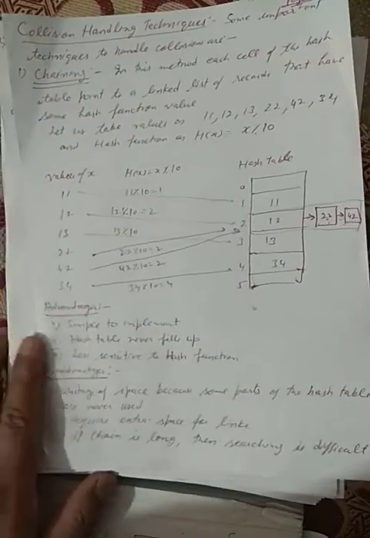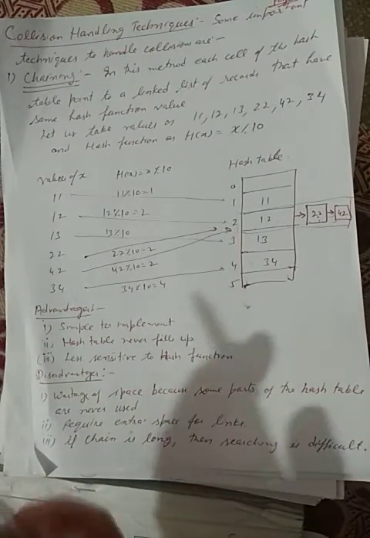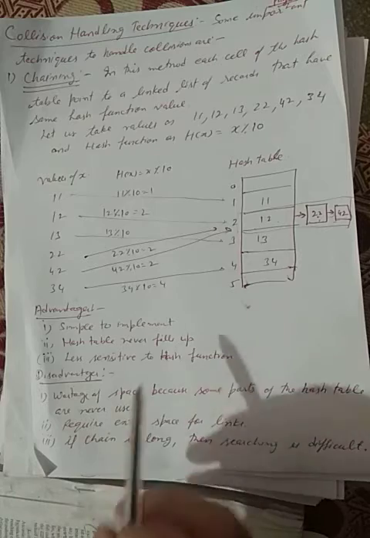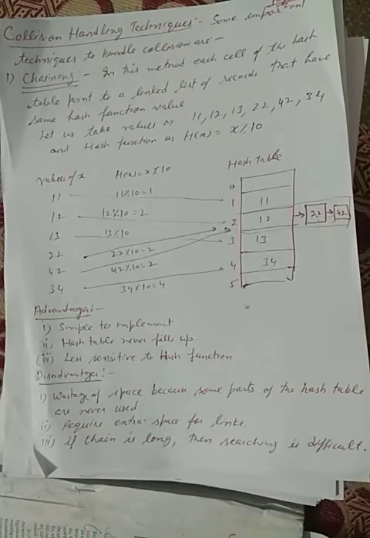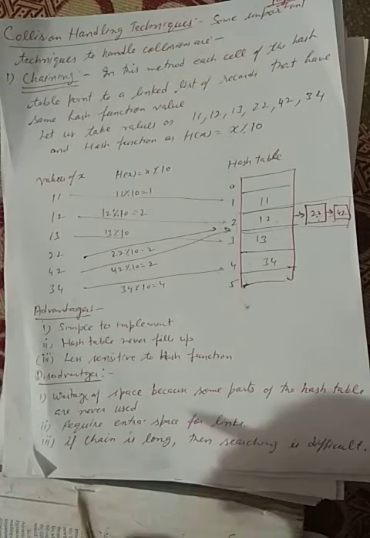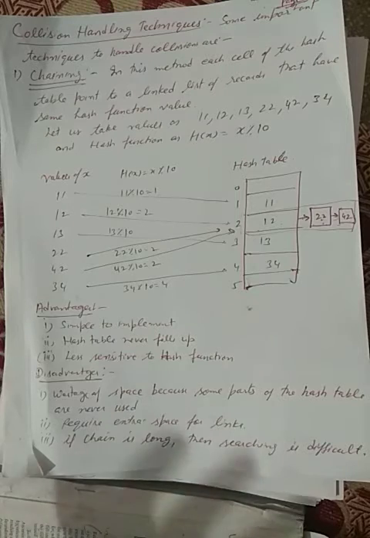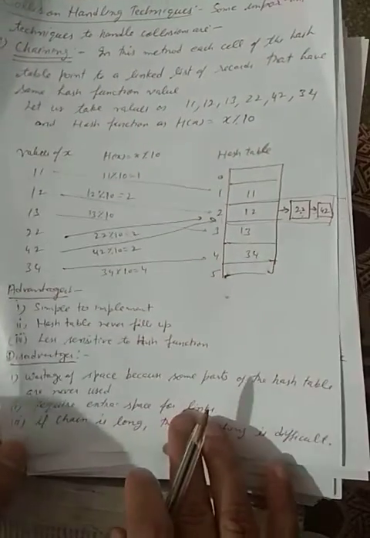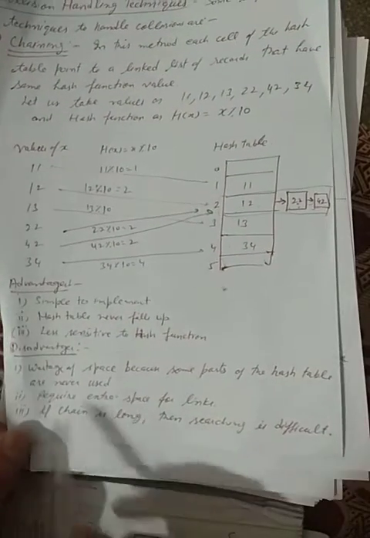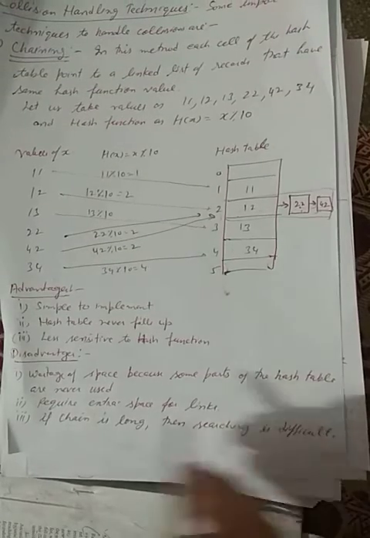The advantages of chaining are that it is simple to implement. You just have to use the hash function and a linked list to store values. Then the hash table never fills up, so there is no problem that the hash table will get filled up. It is also less sensitive to the hash function, which means it does not make much difference which hash function you use.